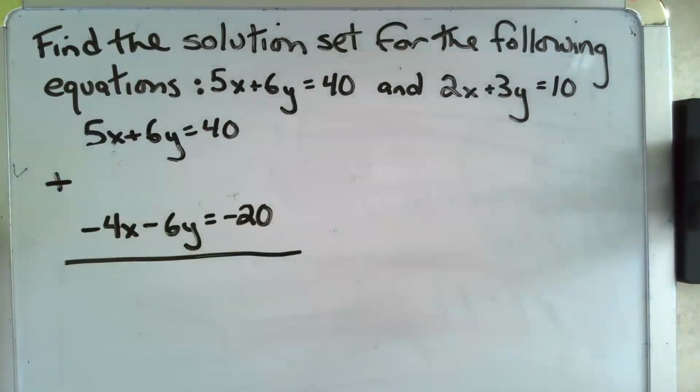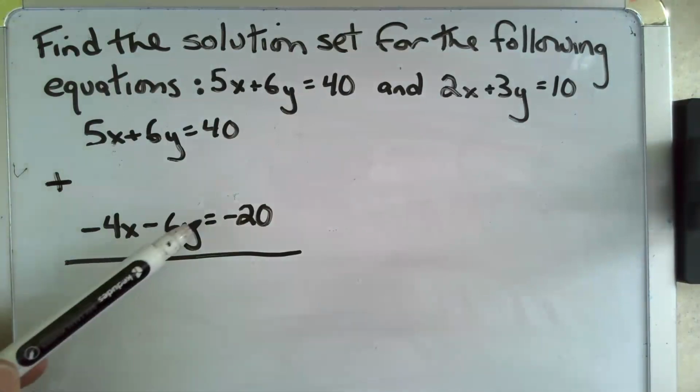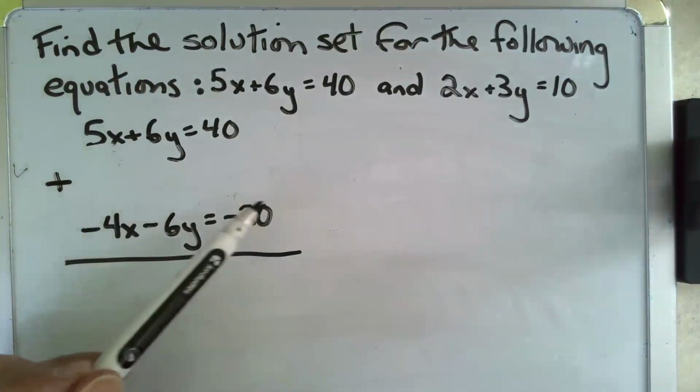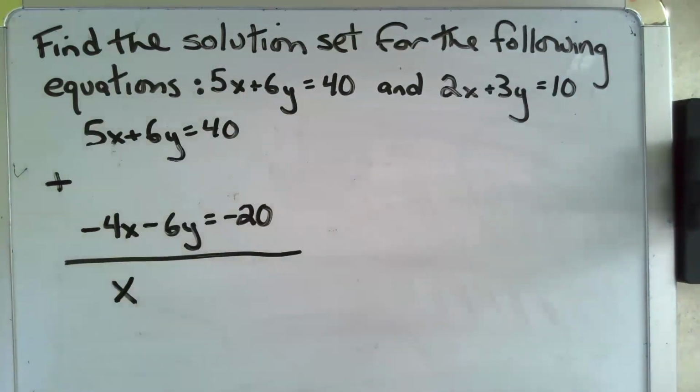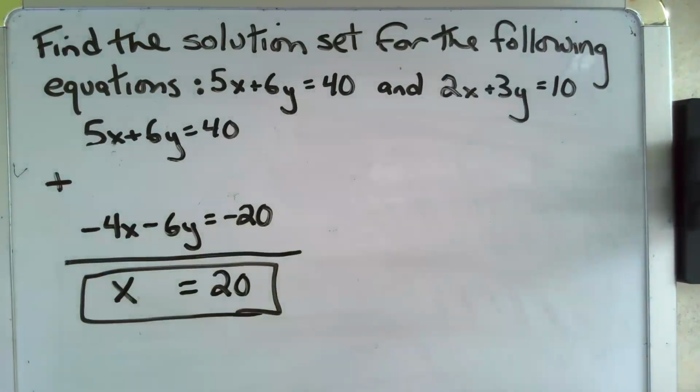Now, why can I do that? Because as long as I do the same thing to both sides of an equation, it stays the same. And since this equals this, then when I add this here and add this here, I am doing the same thing to both sides of the equation, just in different forms. So here we go. 5x plus -4x leaves me with a positive x. 6y plus -6y leaves me with no y. That's why I did this. Equals 40 plus -20 leaves me with 20. So I have now found the value of one of my variables.